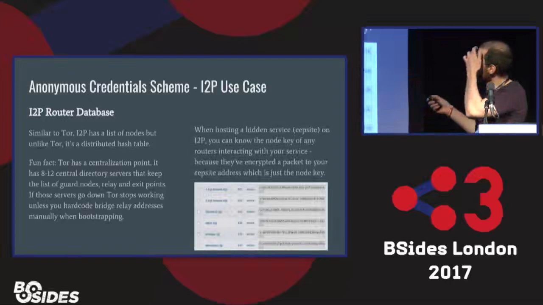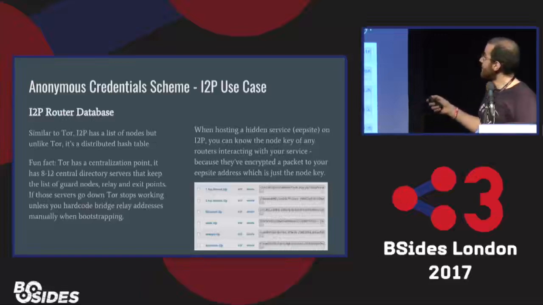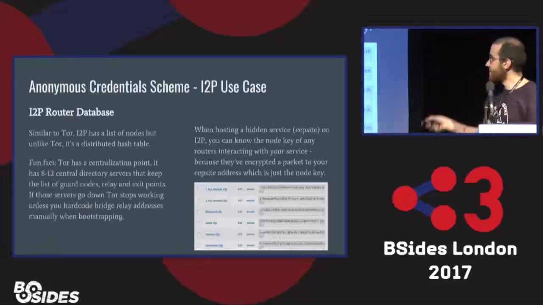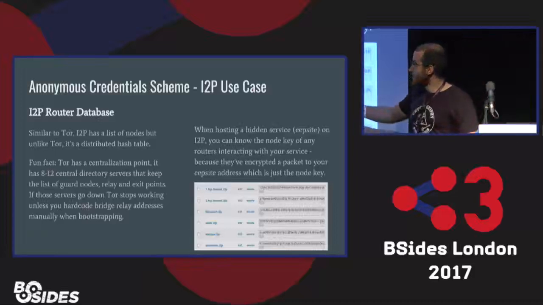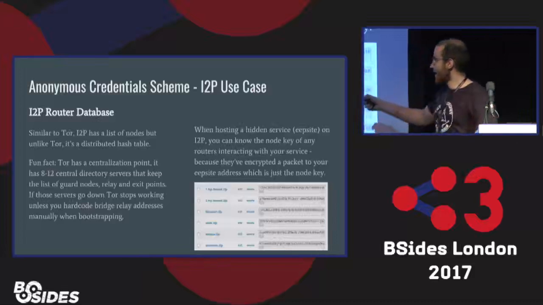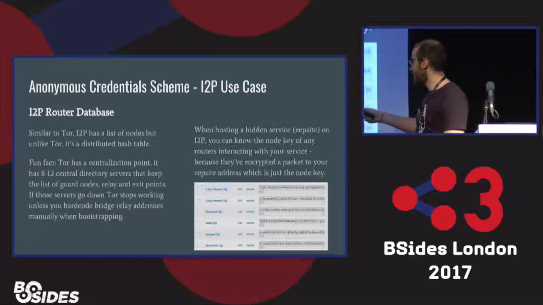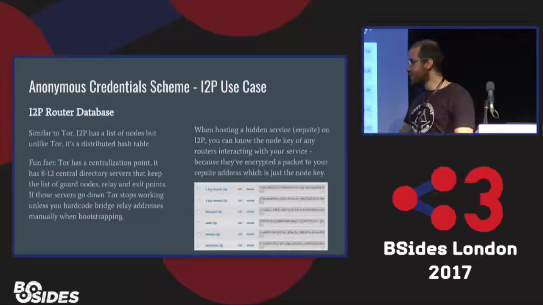So when hosting a hidden service on an eepsite on I2P, you can know the node key of any router that is interacting with your service, your hidden website, because they've encrypted a packet to your eepsite address, which is just the node key, right? So maybe you can notice here how big that scroll bar is. I2P addresses are not hashed like Tor addresses. This is just the entire public key, and that's how nodes find each other, by public key fingerprinting. That's a very big key. This is because it uses ElGamal, right? If it was elliptic curves, it'd be a lot smaller, whatever, anyway.